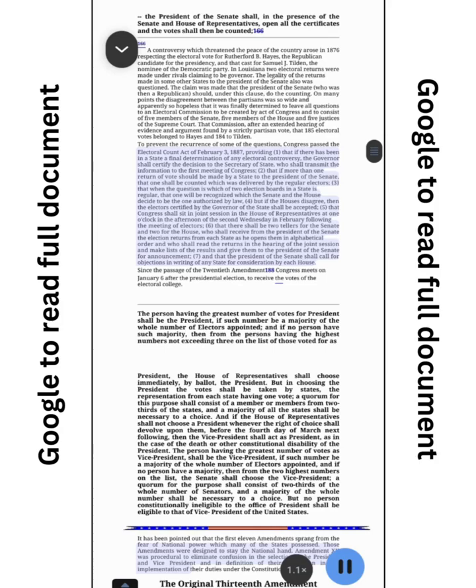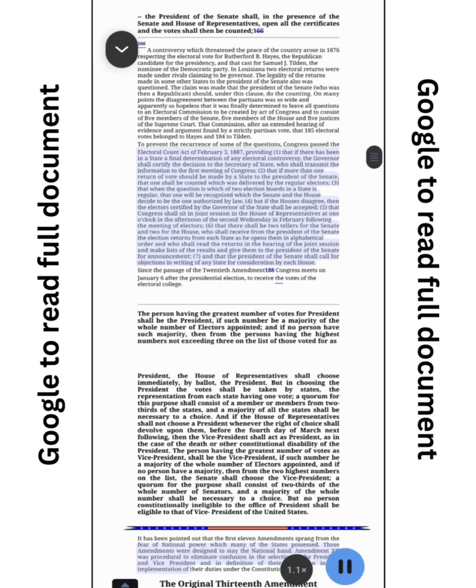3. That when the question is which of two election boards in a state is regular, that one will be recognized which the Senate and the House decide to be the one authorized by law. 4. But if the Houses disagree, then the electors certified by the governor of the state shall be accepted. 5. That Congress shall sit in joint session in the House of Representatives at 1 o'clock in the afternoon of the second Wednesday in February following the meeting of electors.